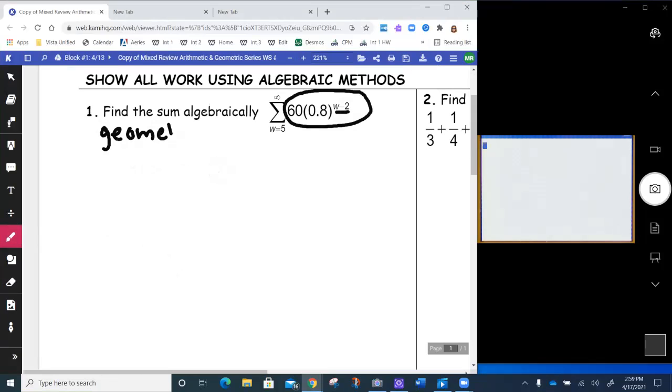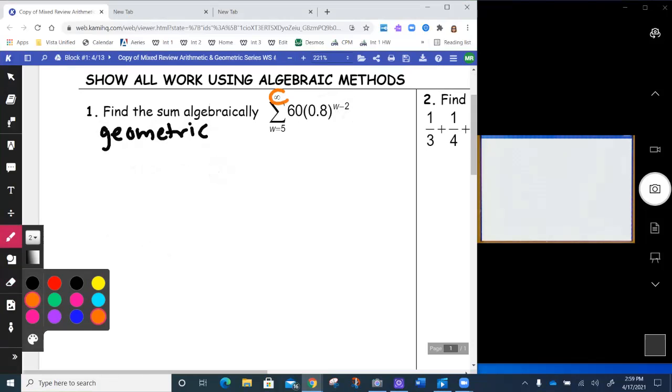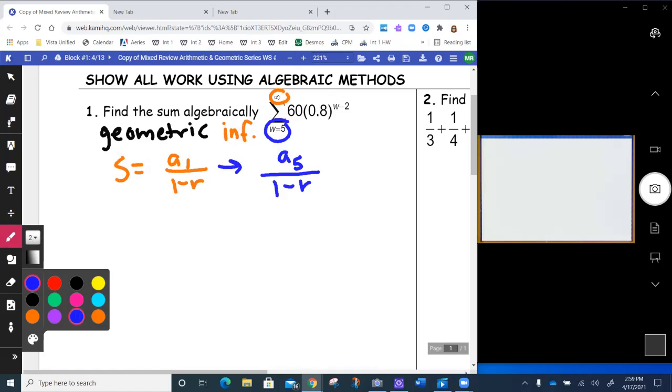And then we need to decide if this is going to be infinite or finite for geometric. When we see this infinity, we know it's going to be infinite. For the infinite sum, the formula is S is equal to A1 over 1 minus R. Now, our A1 is what we're starting with. In this case, we are starting with the fifth term. So instead, we're going to do A sub 5 because we're going to start with the fifth term, and then we're going to do our formula.